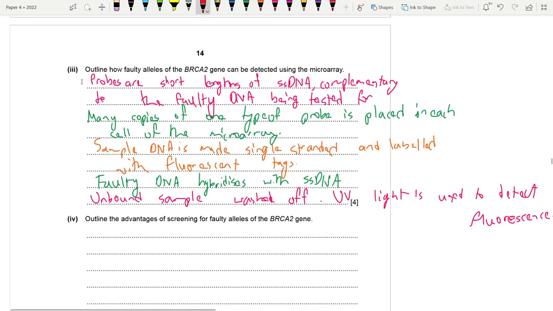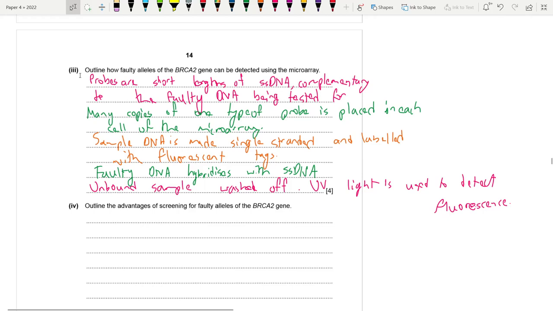Okay, so I had this question written. Outline how faulty alleles of the BRCA2 gene can be detected using a microarray. So this is how it works, right? This is the microarray. It has a lot of wells containing probes, short lengths of DNA, which are complementary for the faulty allele, right? So we basically obtain DNA from the individual to be tested. We obtain it from the genome by cutting DNA, or if we want to detect a specific expression, we get the mRNA for the BRCA gene expression, and using reverse transcriptase, we convert it to cDNA, right?